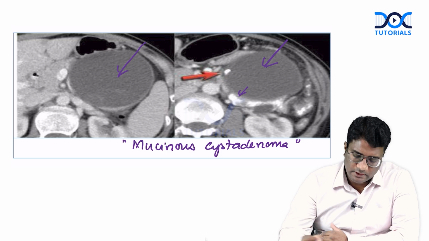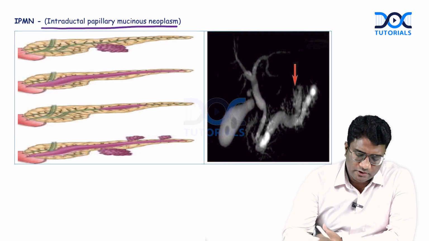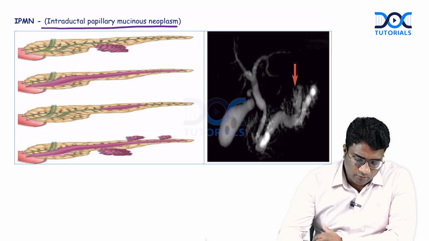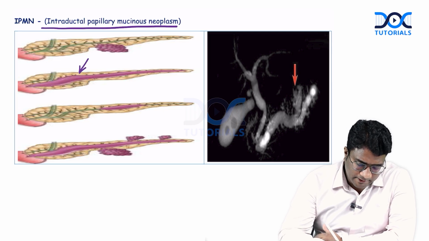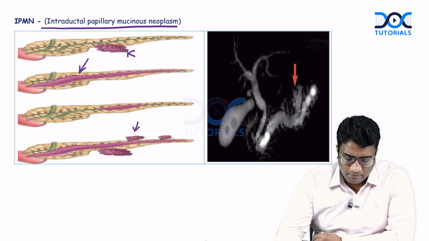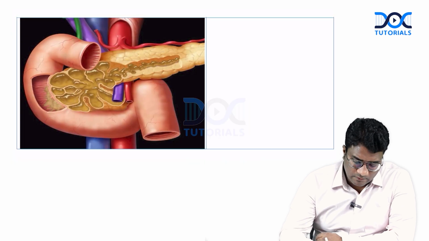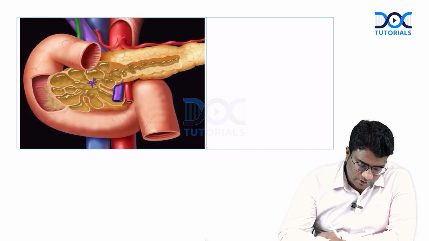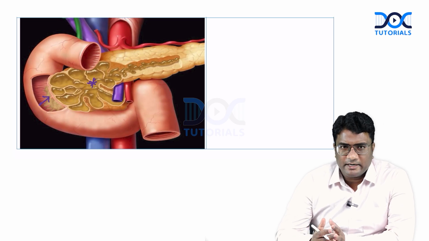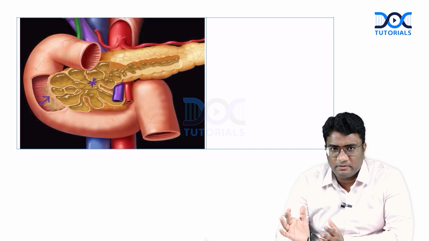This is mucinous cystadenoma. Coming to intraductal papillary mucinous neoplasms, these can involve the main pancreatic duct, or the side branches, or it could be mixed type also. If you have an intraductal papillary mucinous neoplasm, there will be a lot of mucin production which is coming through the ampulla of Vater. So, intraductal papillary mucinous neoplasms have a communication with the pancreatic duct, either the side branches or the main pancreatic duct.